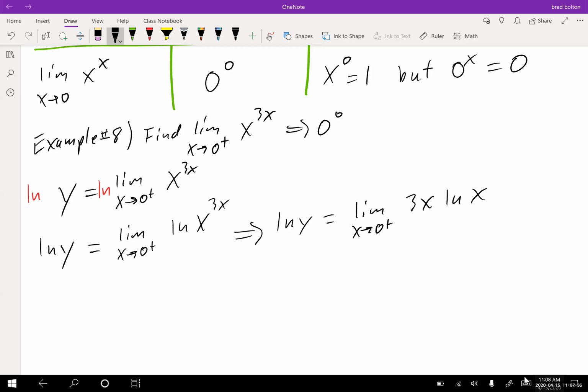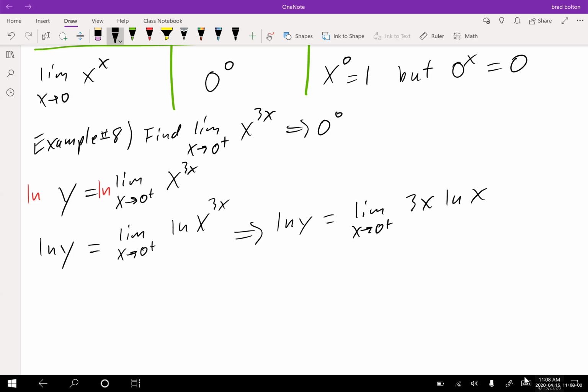Now the thing is, this isn't quite L'Hopital's, because if I plug 0 in here, I end up getting 0 times infinity, I believe. Yeah, 0 times infinity. So this still doesn't quite work because, actually, it's 0 times negative infinity, I believe. But either way, it's 0 times infinity, which is not good.